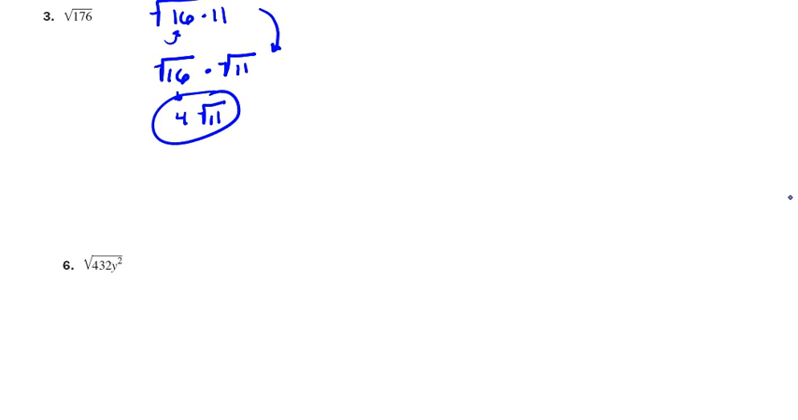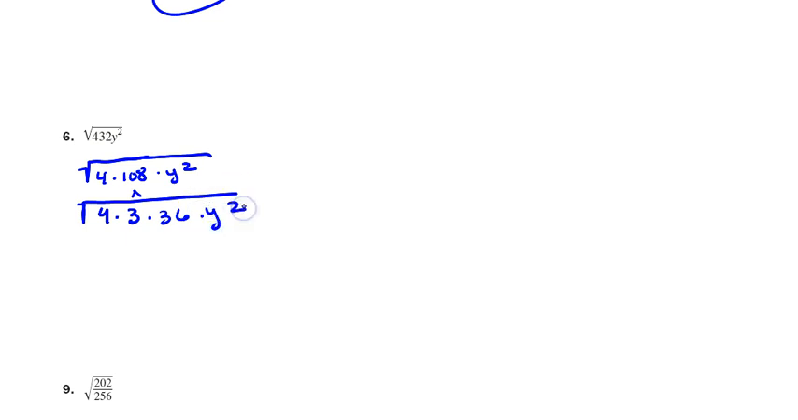Let's look at another example. Right, this one is the square root of 432 times y squared. So let's break this one apart. Let's say that I have the square root of 4 times 108 times y squared. All right, let's see if we can even factor this out further. I can factor out 108 to 3 times 36. So now I've got 4 times 3 times 36 times y squared.